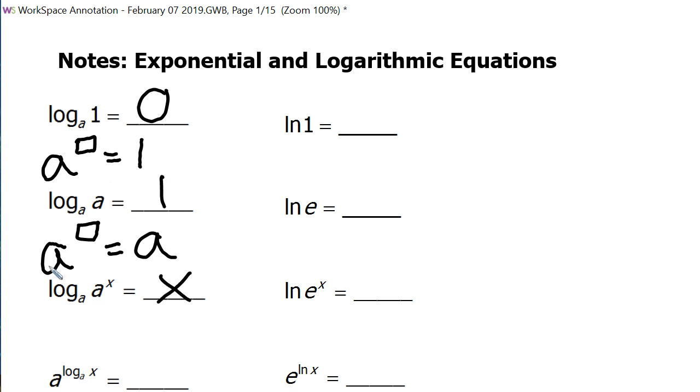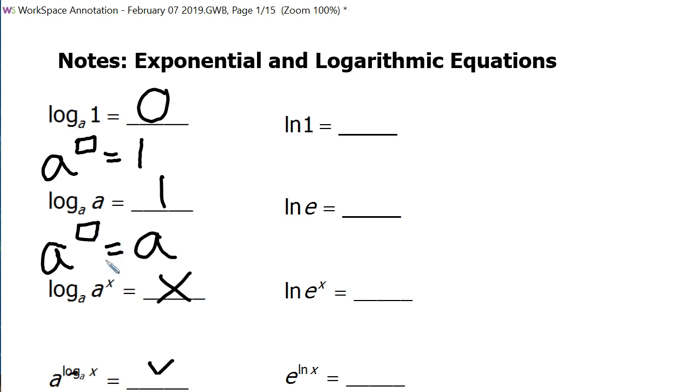And for this bottom one, now this one's new for today. Notice we have log base a for the exponent. So logarithms and exponential forms are inverses, so it's actually going to cancel out. So a to the log base a will cancel. And what's left? X.